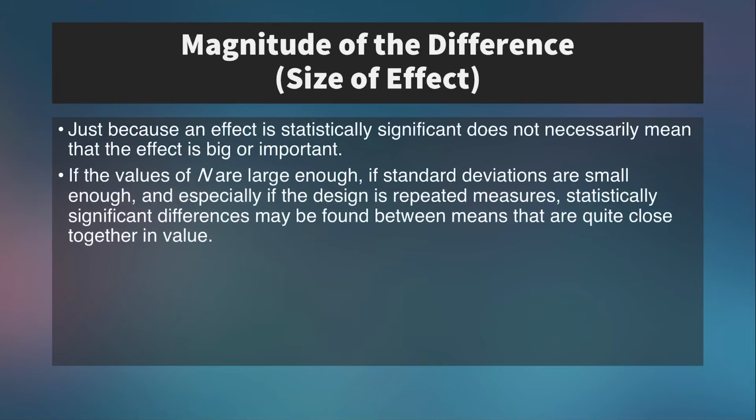Now, the last thing to talk about regarding t-tests is the magnitude of difference. We've talked about whether or not there is a statistically significant difference as determined by the t-statistic and comparing it to the critical t-value. But how big is that difference, and is it meaningful or not? And we call this the size of effect, or the magnitude of difference. Just because an effect is statistically significant does not necessarily mean that it is big or important. If the values of n are large enough, and if standard deviations are small enough, especially if the design is repeated measures, so paired samples t-test, then statistically significant values may be found between means that are quite close together.